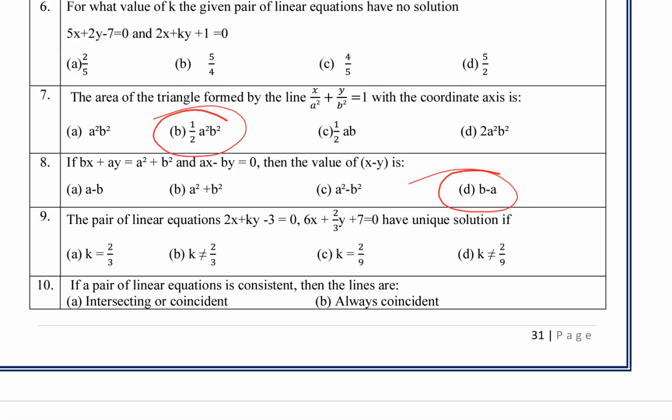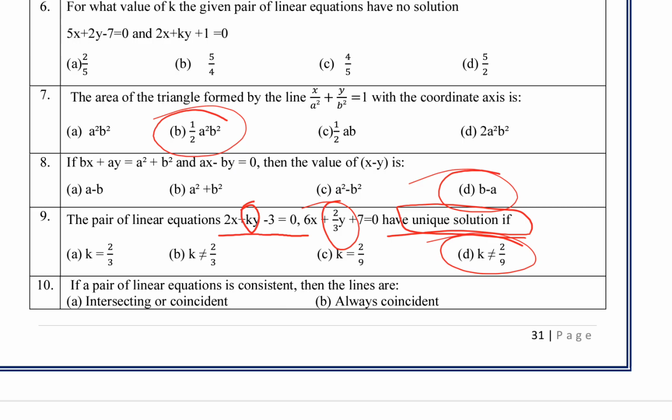Then come to the ninth. The pair of linear equations 2x plus ky minus 3 equals 0 and 6x minus 2 by 3 y plus 7 equals 0 have a unique solution. If it is a unique solution, we have to take k is not equal to 2 by 9. If you calculate, you should not get the unique solution, but for a unique solution k should not be equal to 2 by 9.